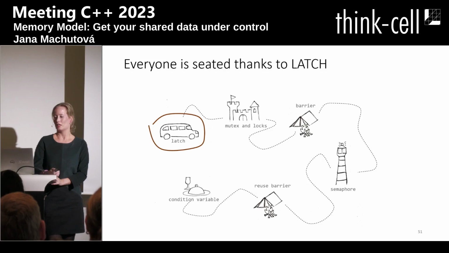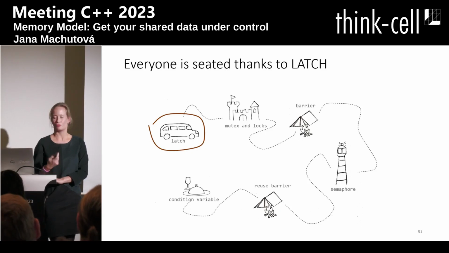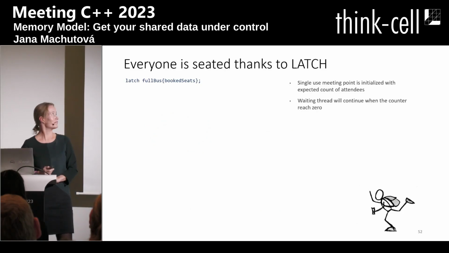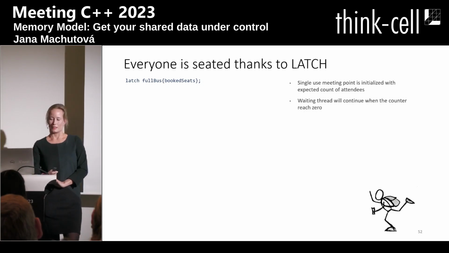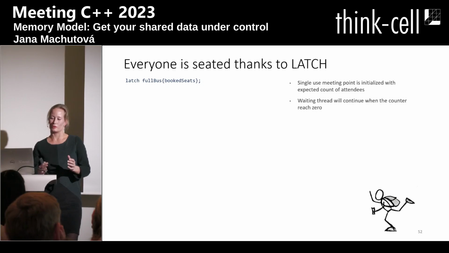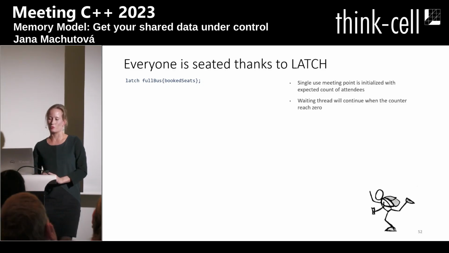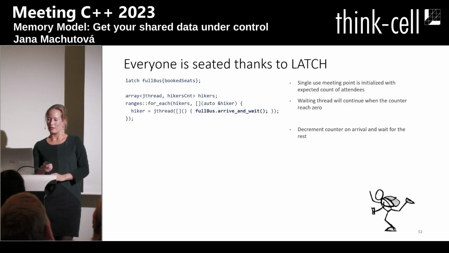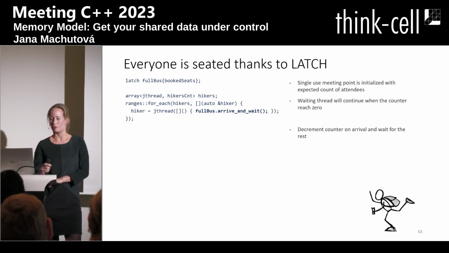So the first one is: everyone is seated, thanks to the latch. We have a bus, and we are waiting for everyone to go in, and then we are leaving. First we have that latch, which is a kind of single-use meeting point, initialized with a counter. When the counter reaches 0, everyone is allowed to go forward. If you are a hiker, you arrive at the bus, which decrements that counter, and you wait until it reaches 0. After it reaches 0, all the waiting threads are allowed to continue their work.